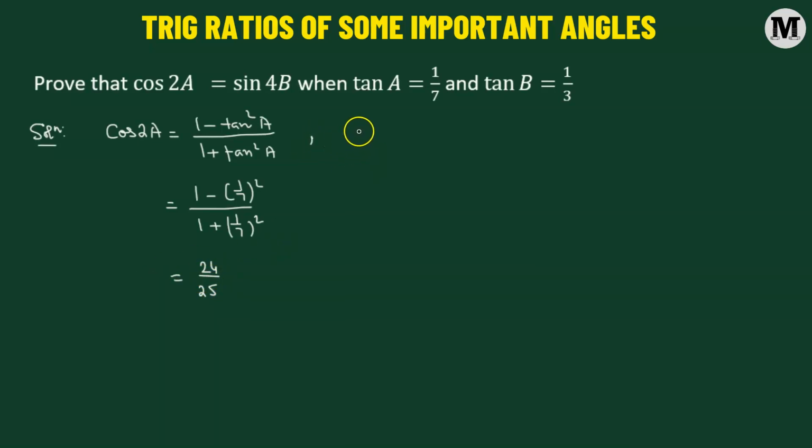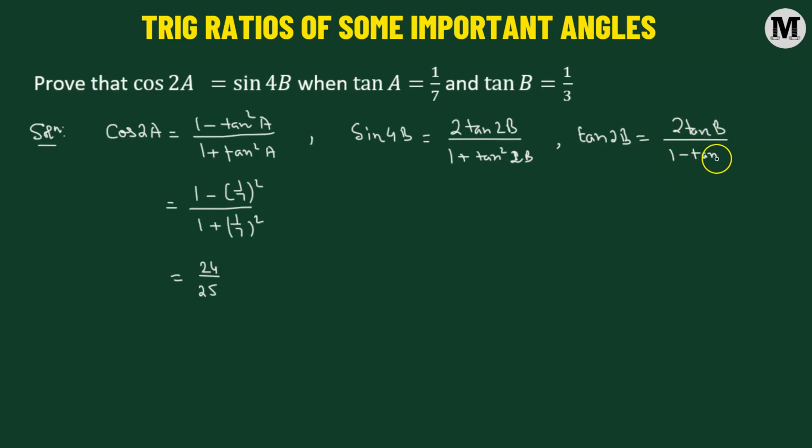Now we'll try to find the value of sine of angle 4b. We can express sine of 4b in terms of the tangent function as 2 times tangent of angle 2b divided by 1 plus tangent squared 2b. However, we are only provided with the value of tangent of b, so we will need to find the value of tangent of 2b separately. We can define tangent of 2b as 2 times tangent of angle b divided by 1 minus tangent squared b. So let's substitute tangent of b with 1 over 3.